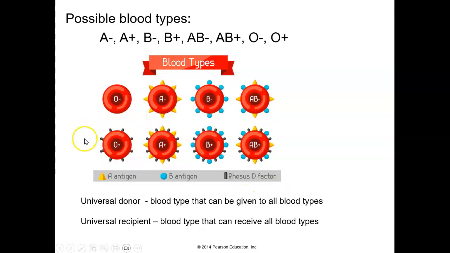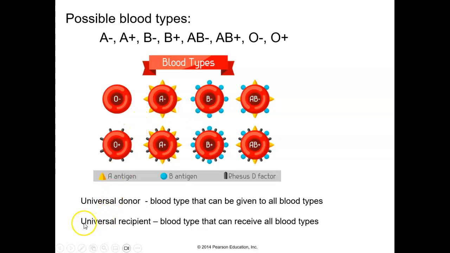Now look at O positive. Why isn't that the universal donor? I can give O positive to anyone with positive blood, but you can't give it to the negatives. The Rh antigen is foreign.